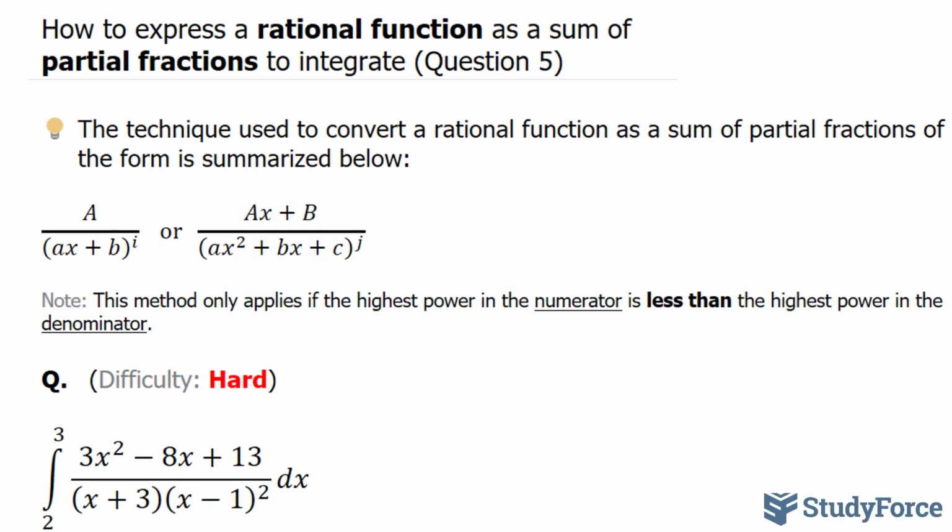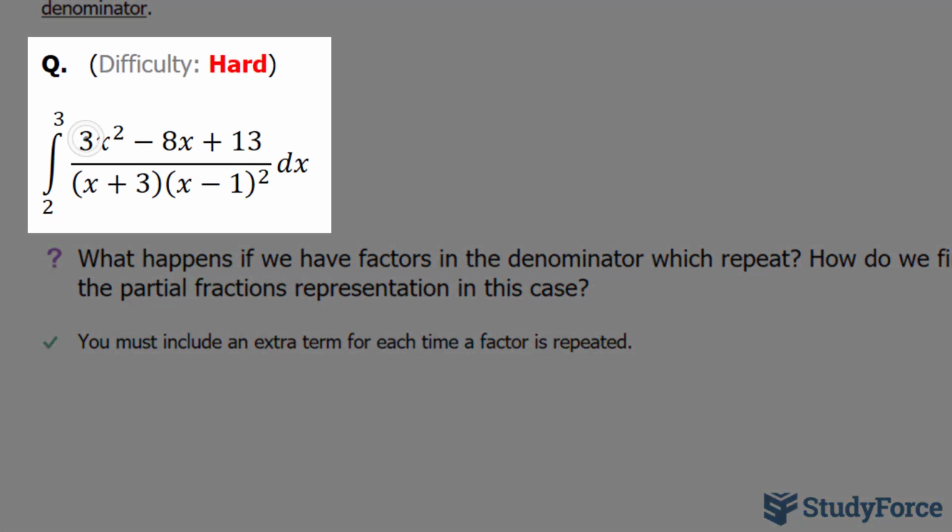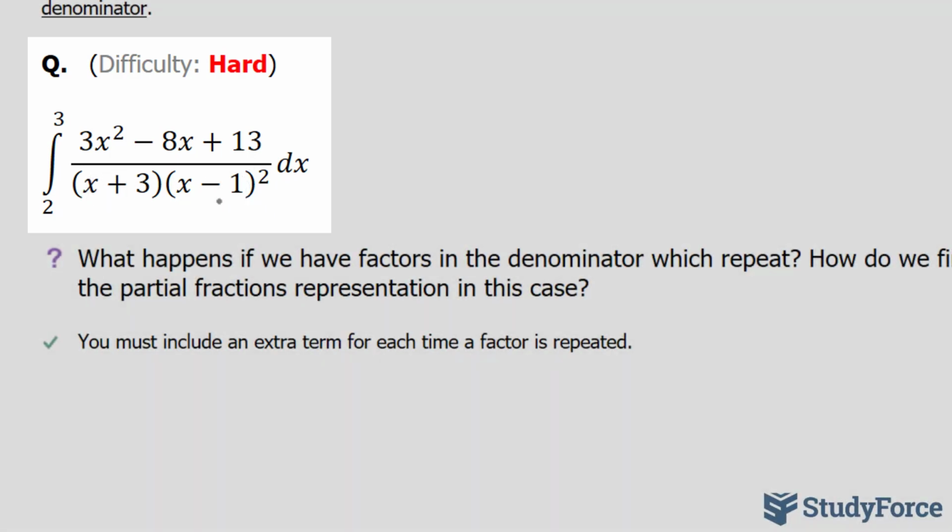In this video, I'll show you how to express a rational function as a sum of partial fractions to integrate. This is question 5. The function that we'll be integrating in this video is shown below, where we have a quadratic in the numerator position and we have 3 factors in the denominator position.